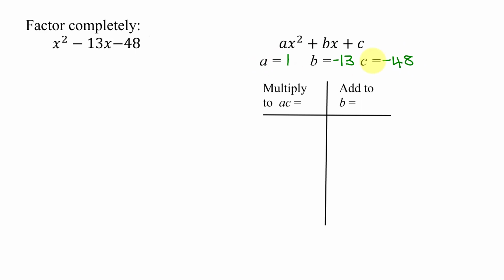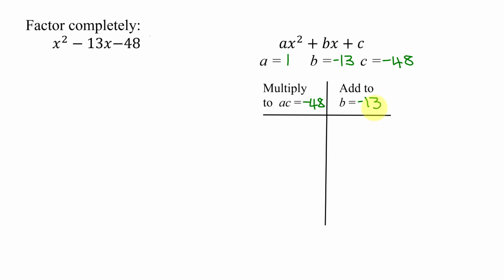So we multiply A times C. 1 times negative 48 is negative 48. I need two numbers that multiply to AC, or negative 48, and add to B, where B is negative 13. As my two numbers multiply to a negative, one of them has to be positive, one has to be negative, and since they add to a negative, the one with the bigger absolute value has to be the negative number.